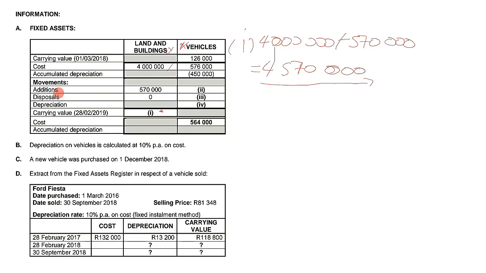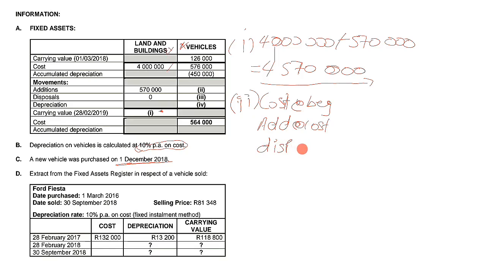Now Roman figure 2. You need to calculate your additions at cost, right? Given information B, depreciation on vehicles is calculated at 10% on cost. And then you have a new vehicle purchased on 1 December 2018. So we need to calculate our additions at cost. You have your cost at the beginning, your additions at cost, your disposal at cost, which is the cost of your asset disposal, and thereafter your cost at the end. You need these costs as given under vehicles.